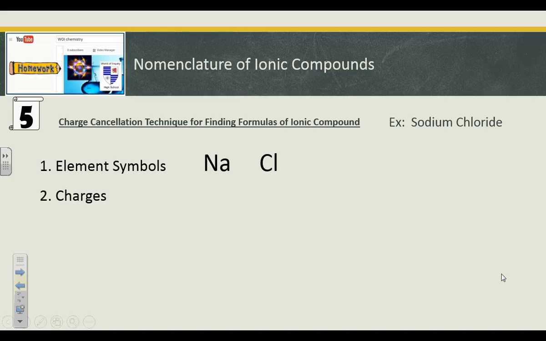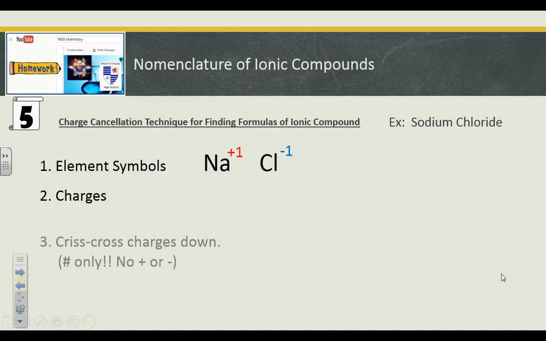2, I need the charges. Looking on the periodic table, the charge for Na is +1. The charge for Cl is -1. In this example, this next step might convolute things a little bit, but it's good to figure out this step with an easy problem. I can see that I need one -1 to cancel out with one +1, which is a 1-to-1 ratio.